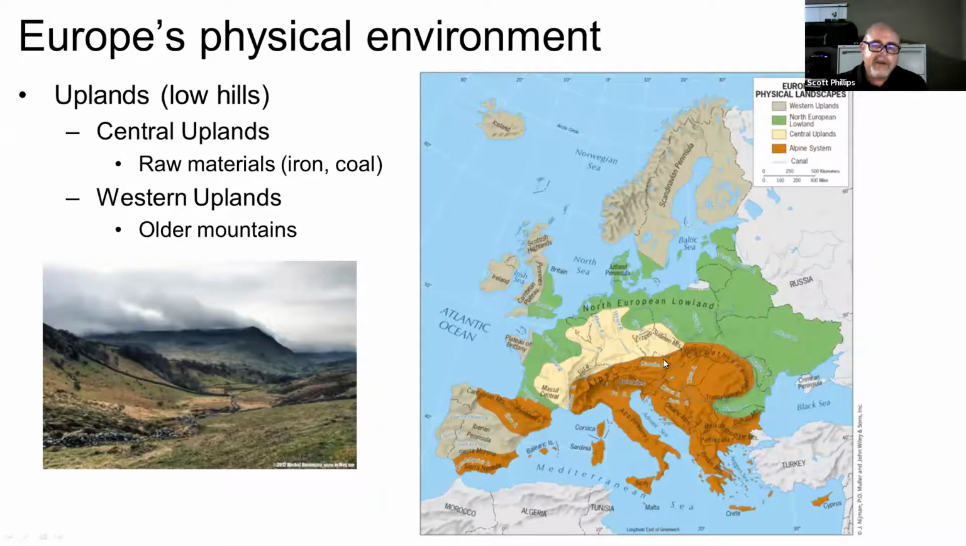And just beyond that, this area here in yellow, you have uplands, or areas with low hills. This area here, as well as the western uplands, these are like old mountain ranges, like the Appalachian Mountains on the east coast of the United States. These maybe were big mountain ranges at one time, but have been really worn down over time. But you do have these low hills, like the Scottish Highlands, and some in places like Norway and the central part of Spain and so on.